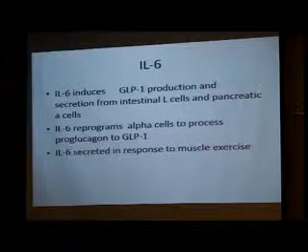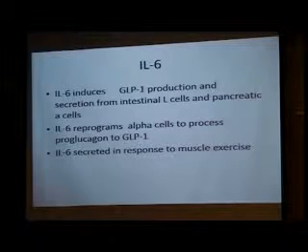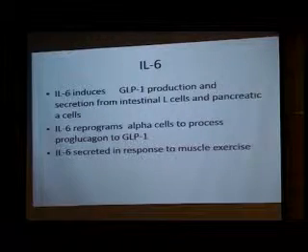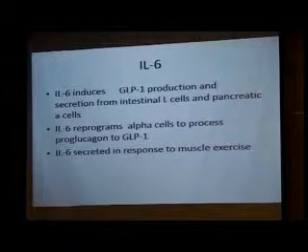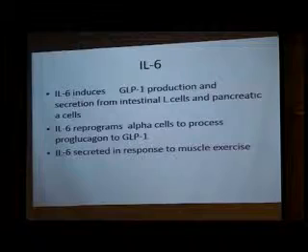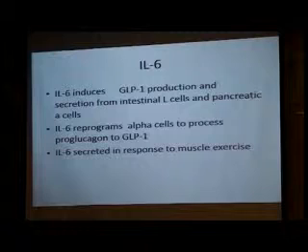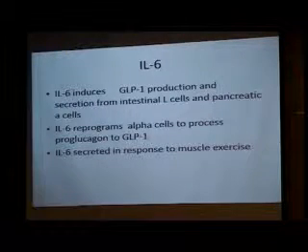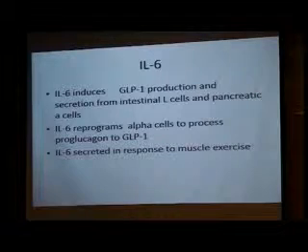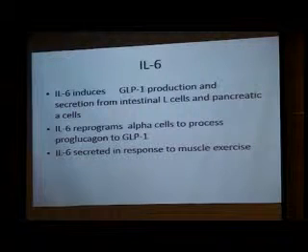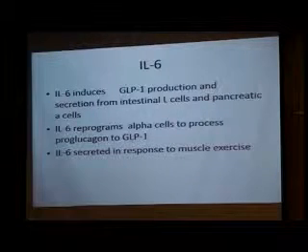I told that IL-6 has a special place in insulin physiology and pancreas physiology. What it does, it has been shown to induce GLP-1 production and secretion from intestinal L cells and pancreatic alpha cells. The pancreatic alpha cell part should be surprising because generally we know that it is secreted from intestinal L cells. But IL-6, what it does, it reprograms alpha cells to process proglucagon, already existing proglucagon, to GLP-1. Generally from proglucagon, glucagon is produced by alpha cell. It slightly modifies the internal process of alpha cell and produces more of GLP-1. So eventually there will be more GLP presence inside the pancreas near about the vicinity of beta cells.